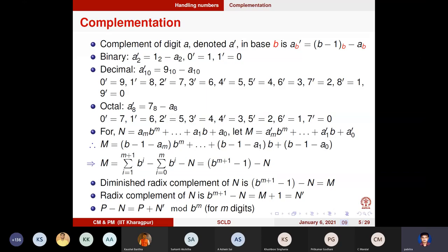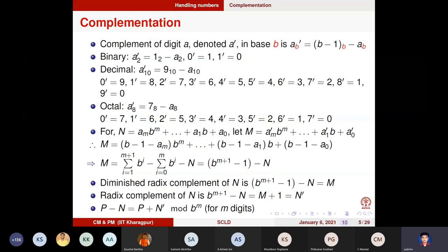So just this operation of complementing every digit of a number, which in binary would be flipping every digit of a number, leads to a new number m, and the property is that m is b to the power m plus 1 minus 1 minus n. If you add m plus n, you get b to the power m plus 1 minus 1. So this m is in some sense a complement of n, because they add up to this b to the power m plus 1 minus 1. Earlier it was adding up to the highest digit possible. So this m is called a diminished radix complement of n. If the radix is 2, it would be called a ones complement of n.